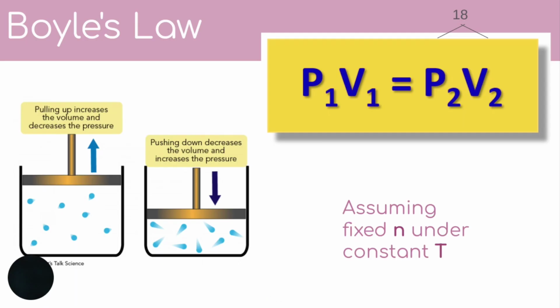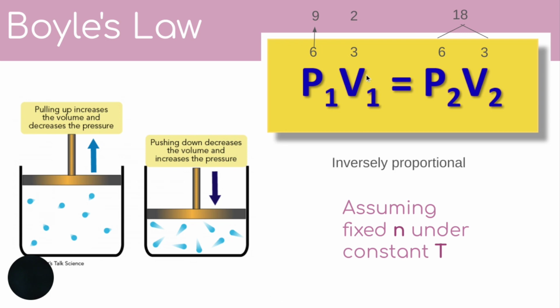So Boyle's law explains the relationship between volume and pressure. So if P1V1 equals P2V2, then as pressure, for example, increases on one side, the volume on that side is going to need to decrease to equal the other side, which means that they're inversely proportional.